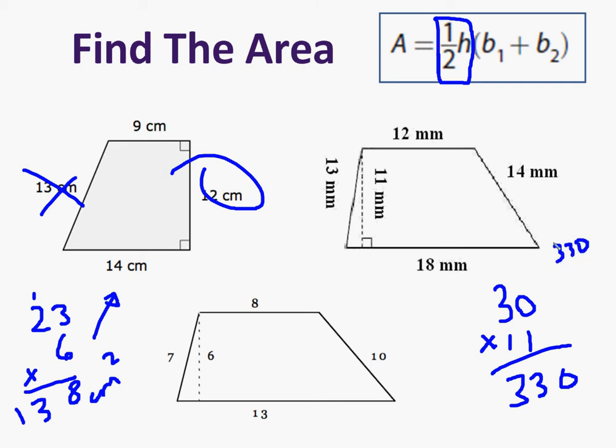330 divided by 2 is going to be 165. I'm doing this with my mouse trackpad, so it's a little hard to write. So I get 165 millimeters squared. Remember, it's squared because it's area. It's millimeters times millimeters, so that's millimeters squared.